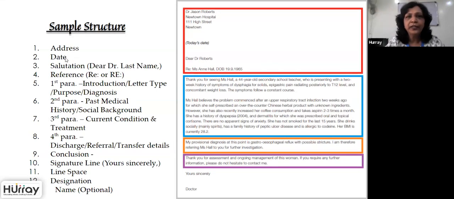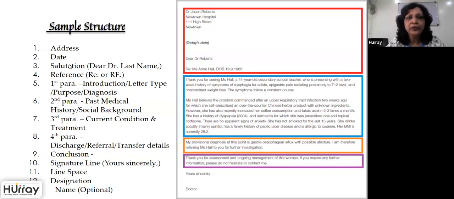After the date, you could write the address. Remember to write capital letters for the name of the person, the doctor, the hospital name, the street name or the road name, the address, town, city, all should be capitalized as they are proper nouns.